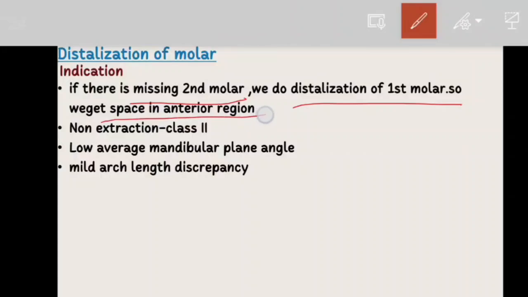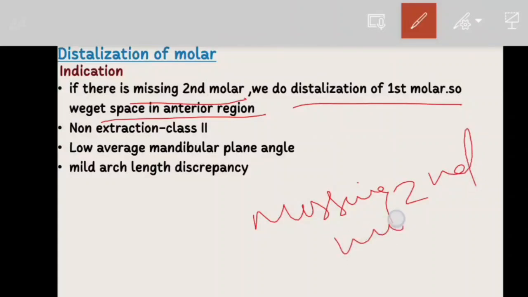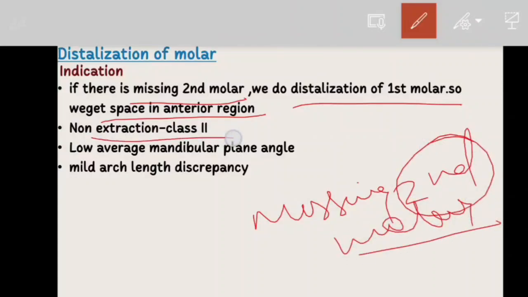So wedged space in the anterior region. So the indication is a missing second molar, so we use distalization of the molar. Okay. If there is a missing second molar. Now the next one is non-extraction class second.